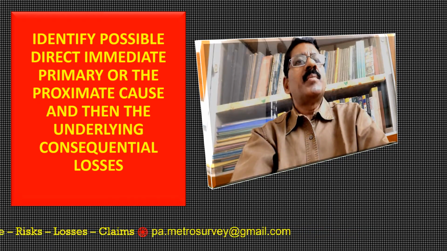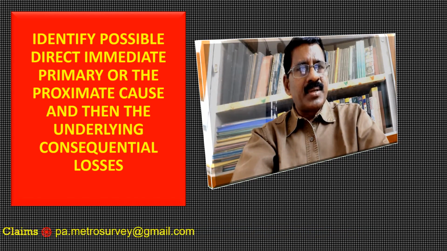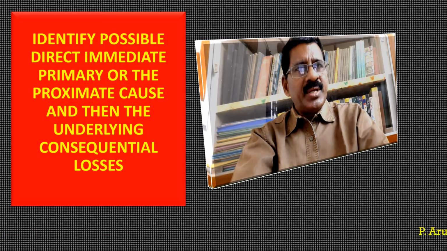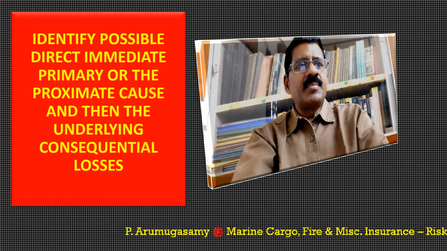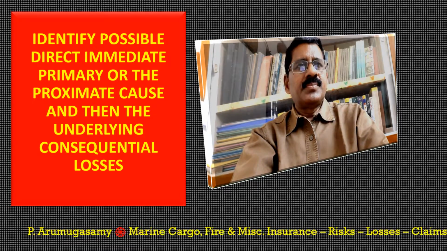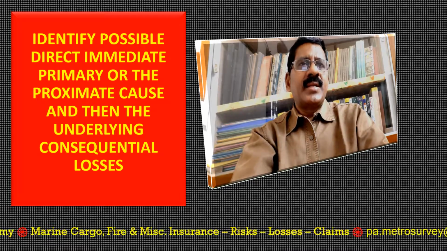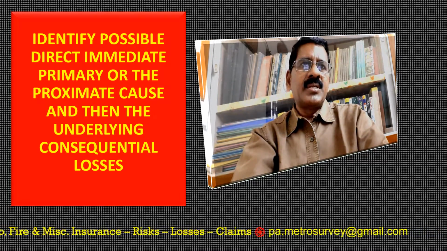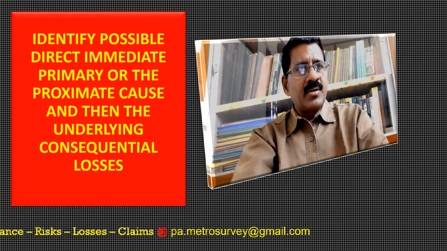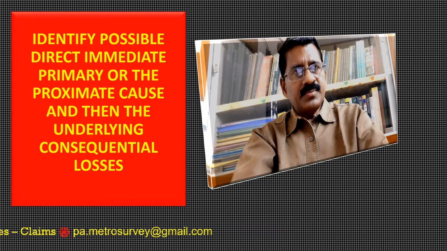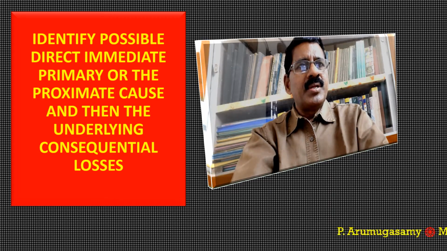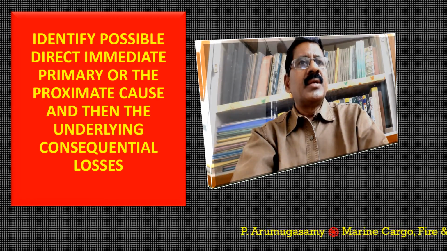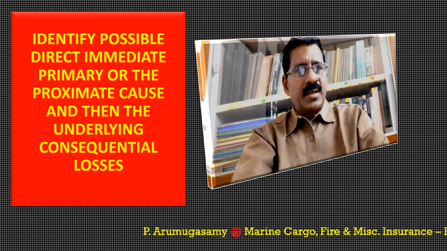Had there been no damage to the building and machinery property, there would have been no death and disablement to persons, and also there would have been no compensation liability to neighbors. These underlying or consequential losses could not have occurred at all had there been no fire. Therefore, more attention should be on the immediate cause like fire and allied perils.